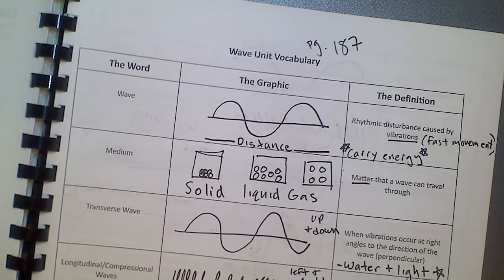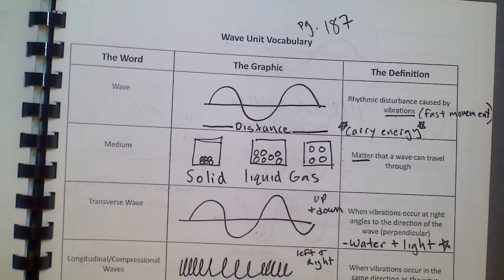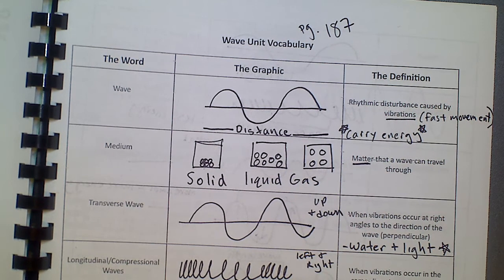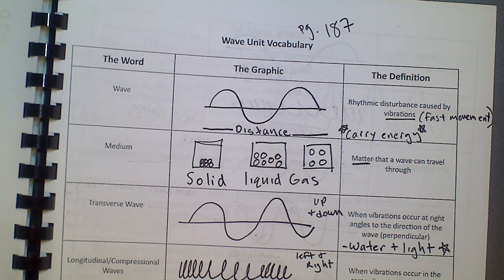Hi everyone, I'm going to go over the vocab really quickly in case you missed it during class. On page 187, we are just writing some pictures and notes on our key vocab for the wave unit. There's more vocab than what's on this list, but these are just some of the key words for you to start off with.